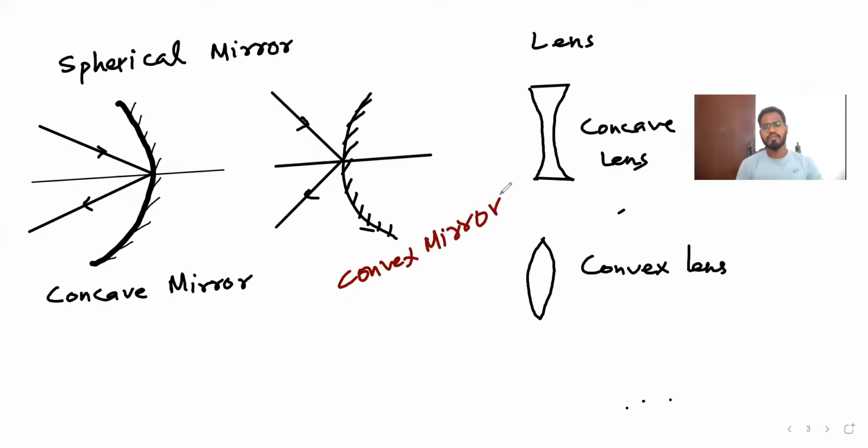Then two types of lenses are there, that we are going to discuss here: concave lens and convex lens, right? A concave lens has both surfaces inward, right? And a convex lens has both surfaces outward like this, right? So that is a convex lens.